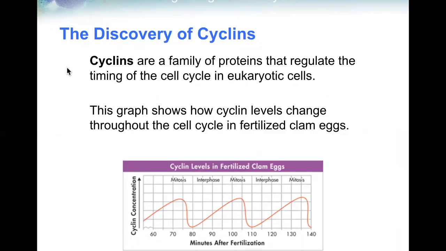Cyclins are a family of proteins that regulate the timing of the cell cycle in eukaryotic cells. This graph shows how cyclin levels change throughout the cell cycle in fertilized clam eggs.